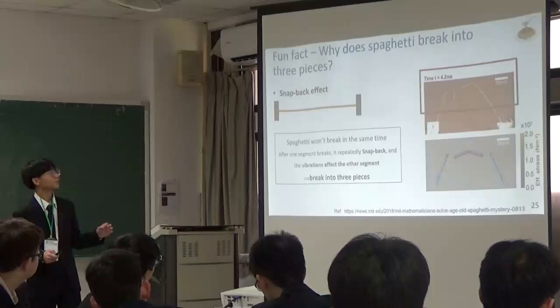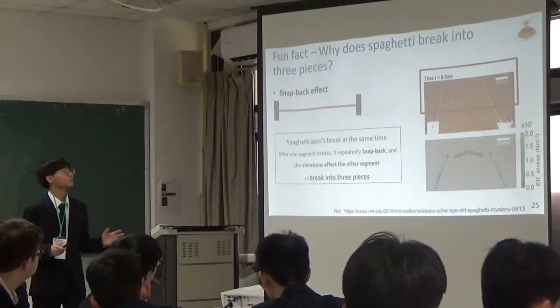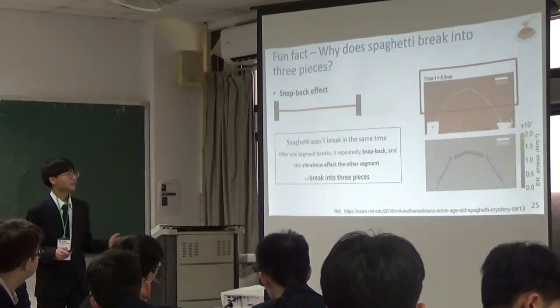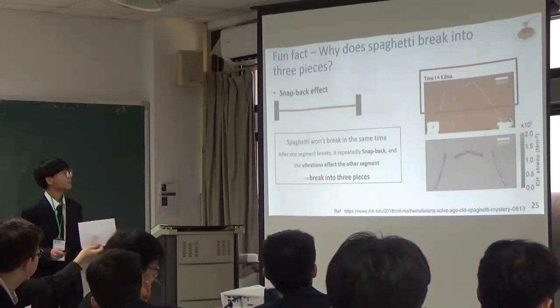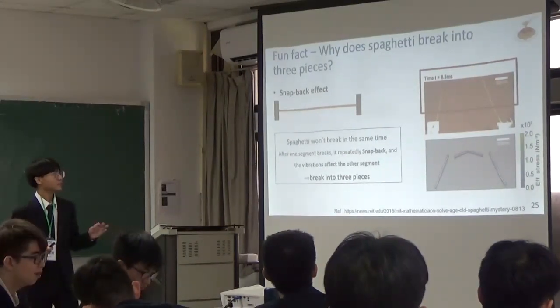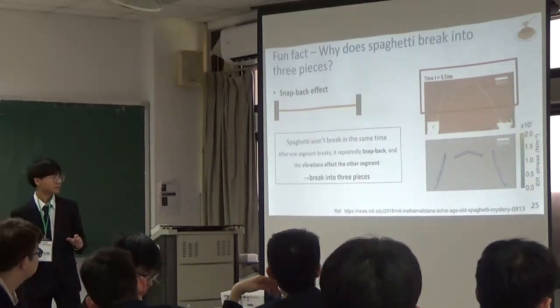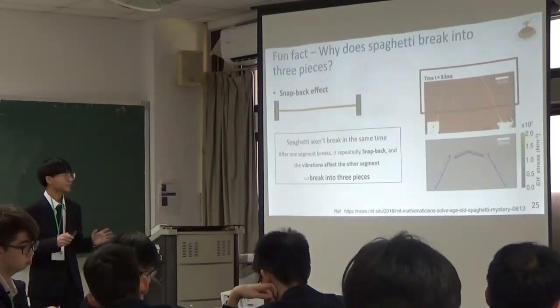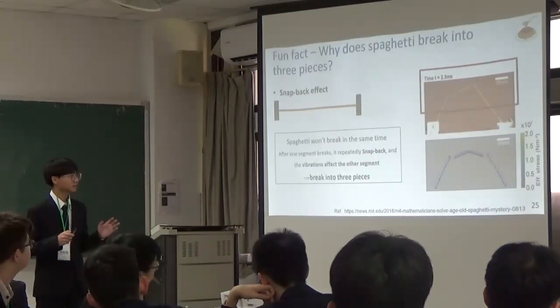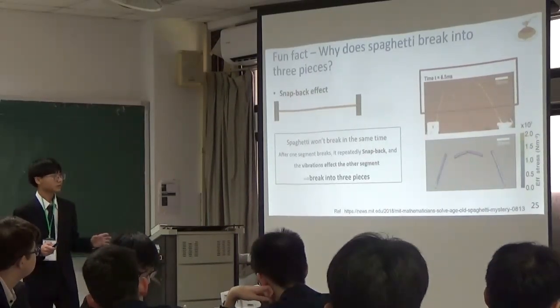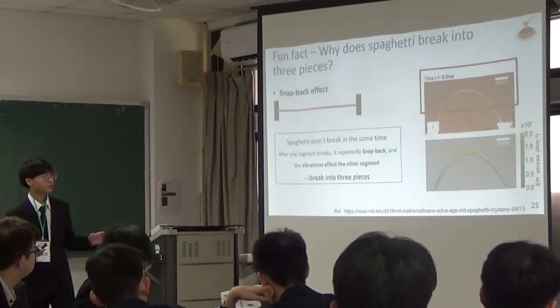And here is a fun fact. Why does the spaghetti break into 3 pieces? The answer is the snapback effect. The spaghetti won't break at the same time after one segment breaks. It will repeat these snapbacks, and the vibration affects the other segments, so the spaghetti will break into 3 or more pieces.